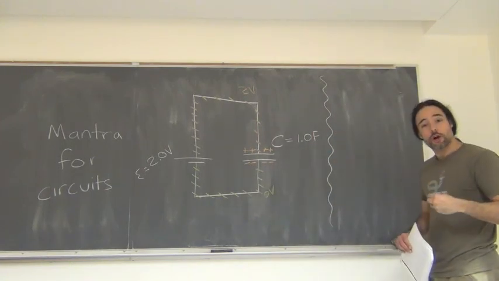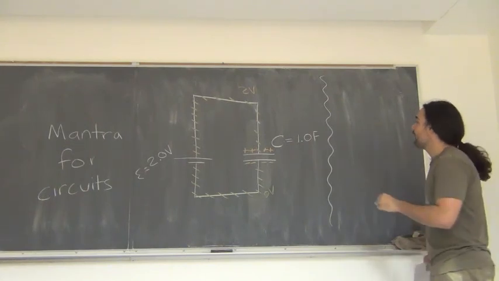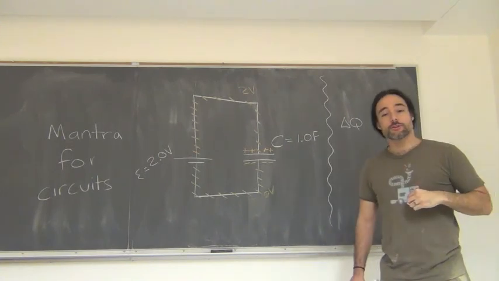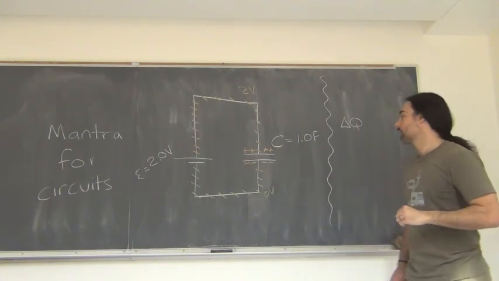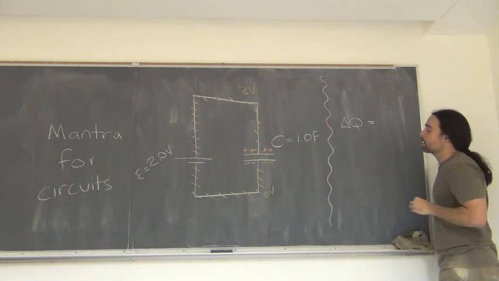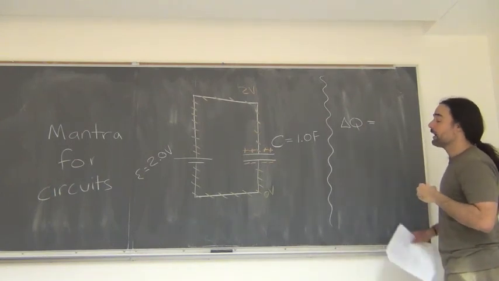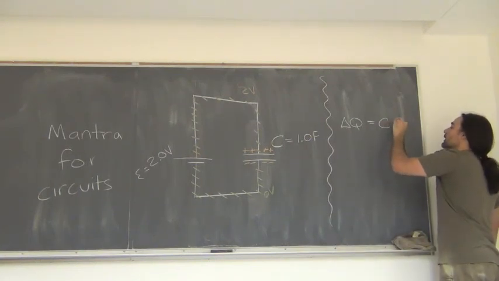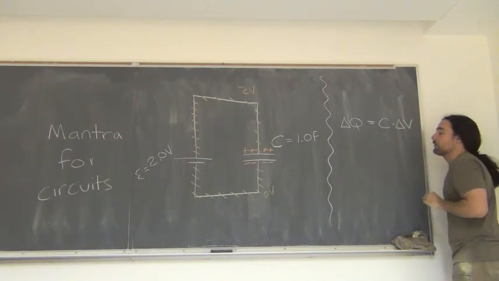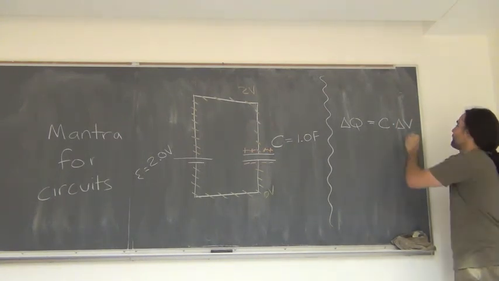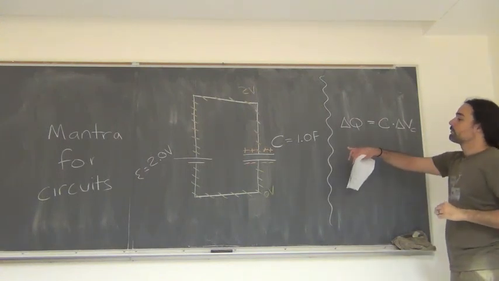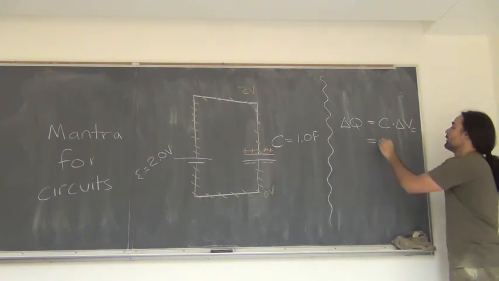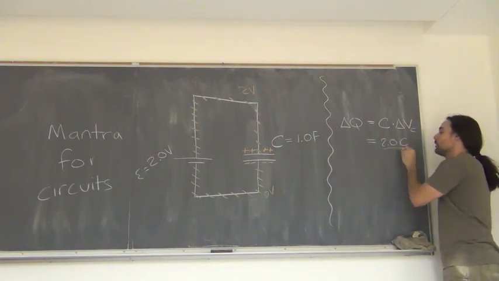I want to know what the charges are doing and what the energy is doing, so I can figure out what the change of the charge on the capacitor is going to be once I connect that battery. And the total charge on the capacitor, by the definition of capacitance, is going to be C times the voltage drop across the capacitor. So that's going to be 1 farad times 2 volts, which will give me a total of 2 coulombs of charge on my capacitor.